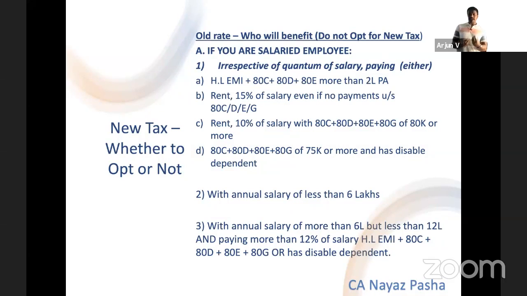Given my understanding, I have divided these taxpayers into two parts: salaried employees and non-salaried employees. Why is this relevant? Because salaried employees get a standard deduction of 50,000, which is not available to any other person who is not a salaried employee. So the numbers will vary, and I have to classify these taxpayers as salaried or not salaried.